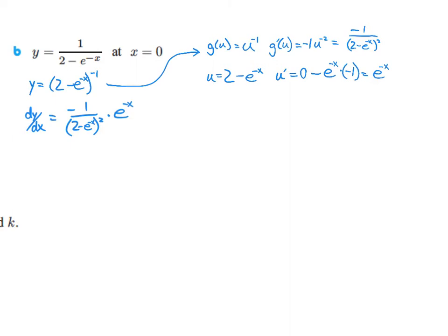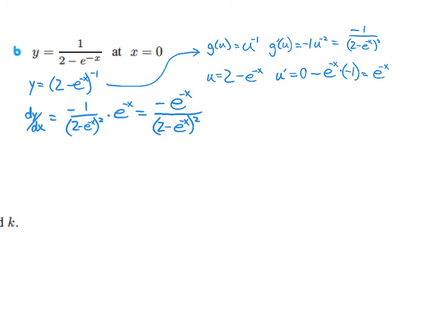And of course, you can rewrite that as one fraction, negative e to the negative x over 2 minus e to the negative x, squared. And by the way, this is one exception. I told you to always simplify the negative exponents, but when you've got an e to the negative x in the parentheses like this, you can just leave it that way.